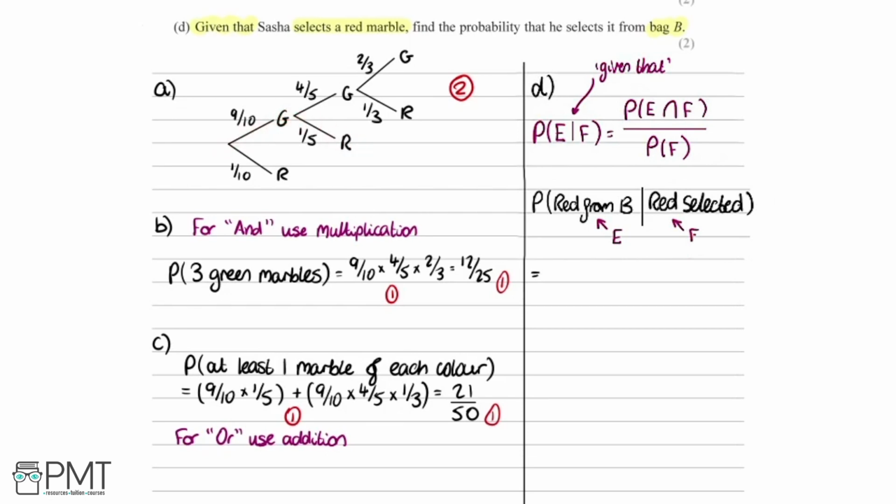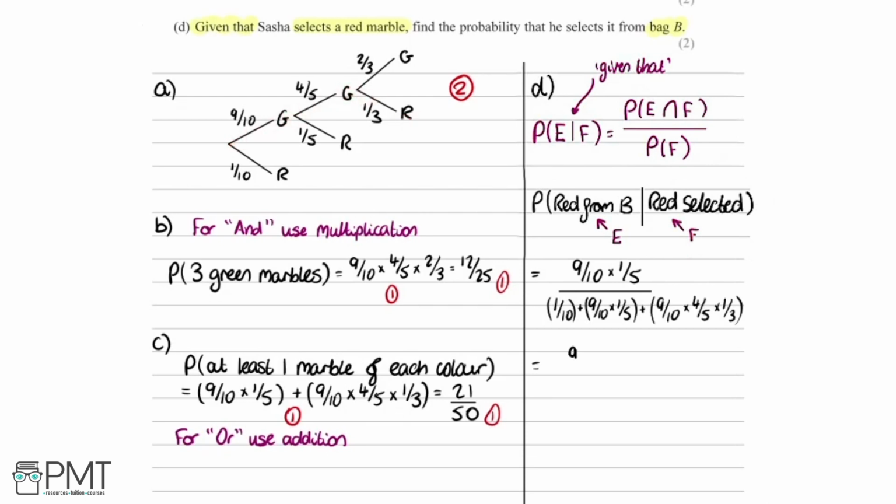So the probability of E intersection F, so the probability of a red from B, in this case would be 9 over 10 multiplied by 1 over 5. So on the top we're going to have 9 over 10 multiplied by 1 over 5. Okay, so now on the bottom we're going to have the probability of F. So in this case the probability of a red being selected. Well, we've got a few different possibilities. We've got 1 over 10, because you go straight down that path. Or, so we're going to add this path here. So 9 over 10 multiplied by 1 over 5. Or 9 over 10 multiplied by 4 over 5 multiplied by 1 over 3.